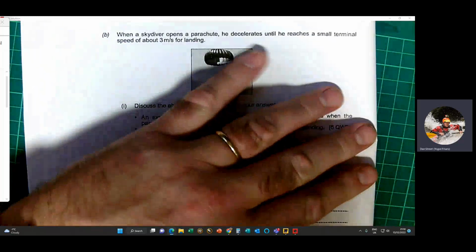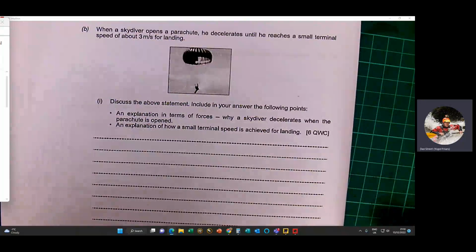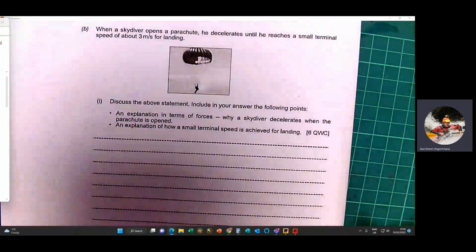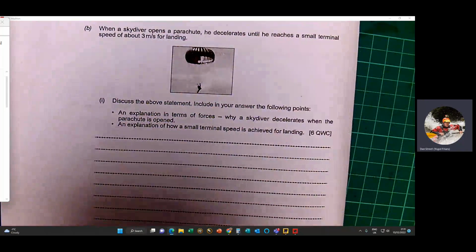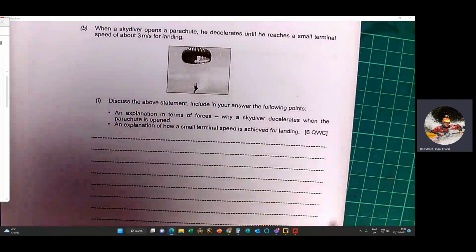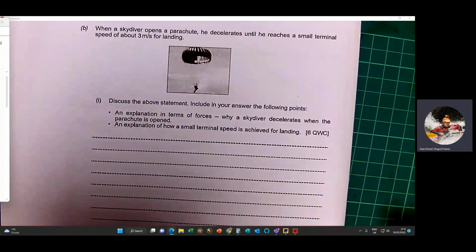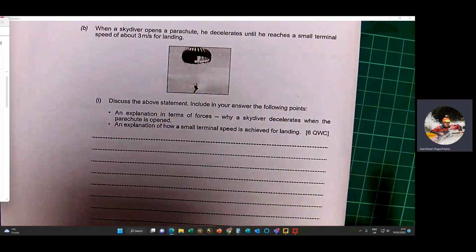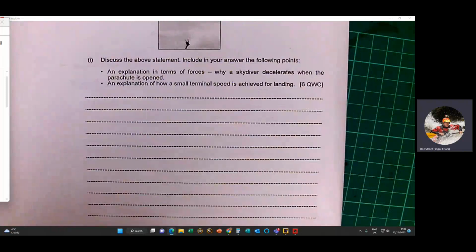Okay, and if we move on to the next part of this question, which is a QER question, QWC as it used to be. So when a skydiver opens a parachute, he decelerates until he reaches a small terminal speed of about 3 meters per second for landing. Discuss the above statement, include in your answer the following points: an explanation in terms of forces why a skydiver decelerates when the parachute is opened, and an explanation of how a small terminal speed is achieved for landing.